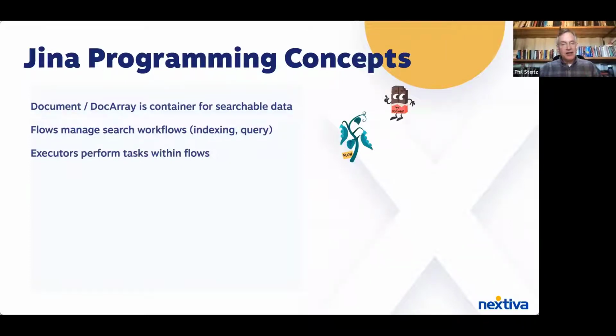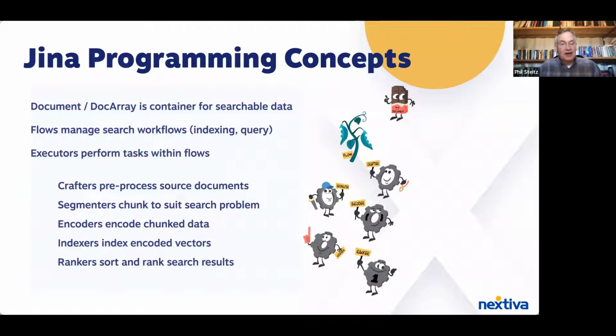Executors are things that decorate flows, that are actually activated by flows and that actually do work. The executors are things like crafters that pre-process source documents. Again, the unsung heroes of all AI are those who work on getting the data so it actually can come in and be processed. And the crafters provide an abstraction that enables us to get the source documents pre-processed. The segmenters do chunking.